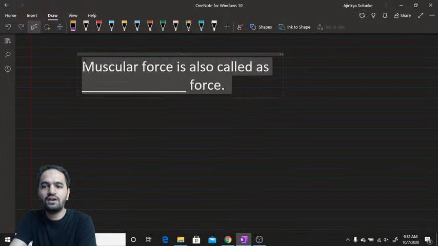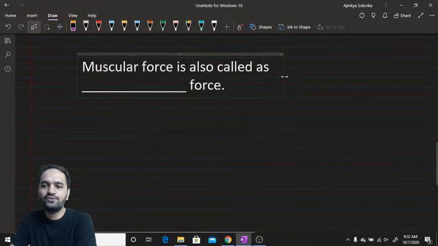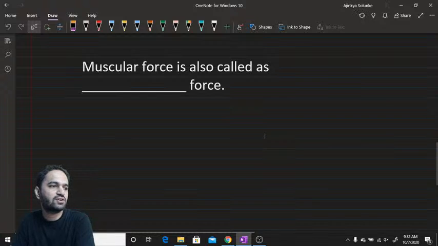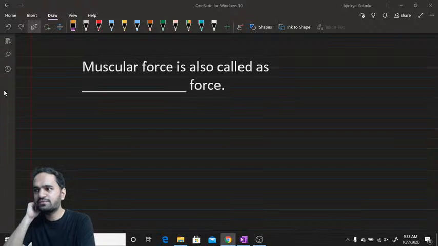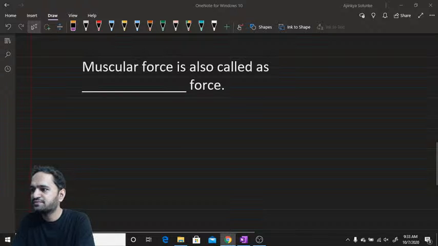Muscular force is also called as dash force. What kind of force is it called? Write it in the chat box. What is it called? Muscular force is called what? Write it in the chat box. Muscular force is called as dash force. Okay.